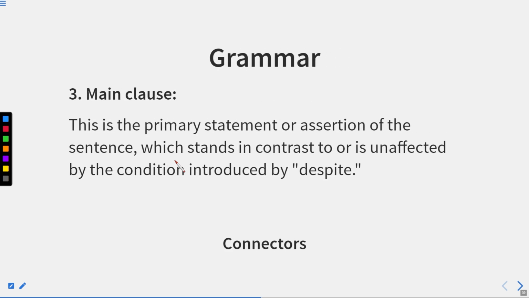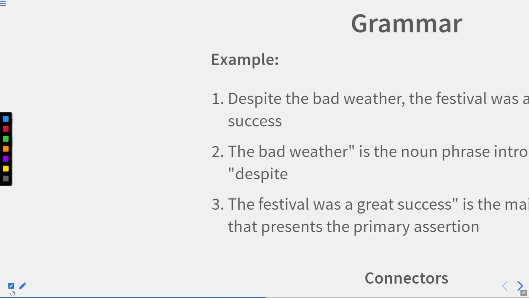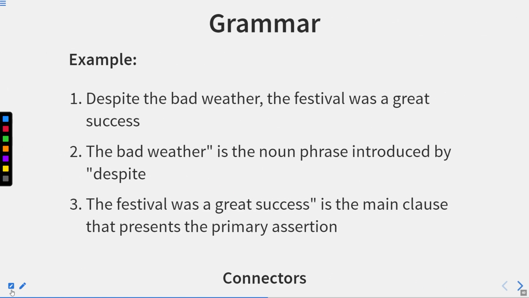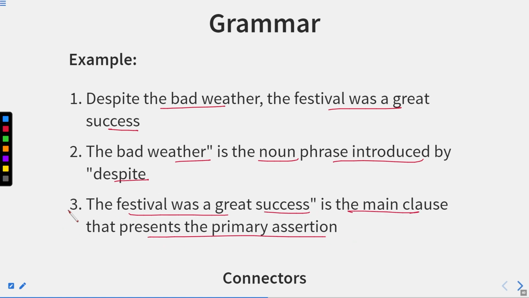The main clause is the primary statement or assertion of the sentence, which stands in contrast to or is unaffected by the condition introduced by the despite clause. So this is very, very important. Now let us have some examples. Despite the bad weather, the festival was a great success. The bad weather is a noun phrase introduced by despite, whereas the festival was a great success is the main clause that represents the primary assertion. Now, this is the example, and these are the bullet points showing the explanations of this point.